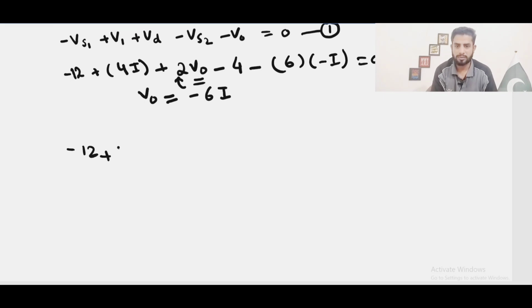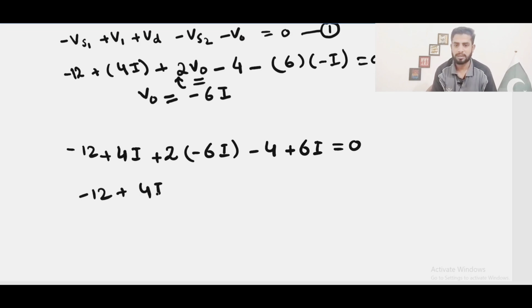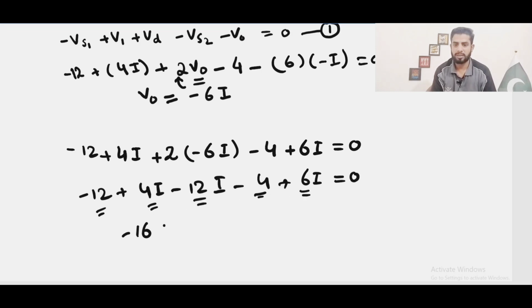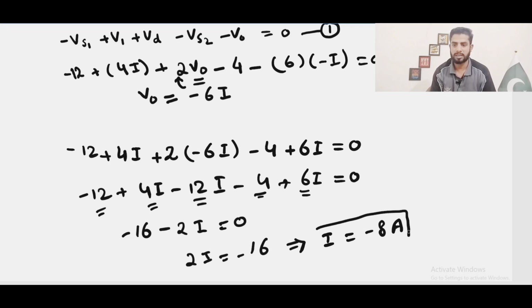So minus 12 plus 4I plus 2 into V naught, which is minus 6I, minus 4 minus minus 6I, is equal to 0. Solving, minus 12 plus 4I minus 12I minus 4 plus 6I is equal to 0. In terms of current, minus 12 and minus 4 give minus 16, and plus 4, minus 12 and plus 6 give minus 2I, so 2I is equal to minus 16, or I is equal to minus 16 by 2, or minus 8 ampere. So the value of current is found here.